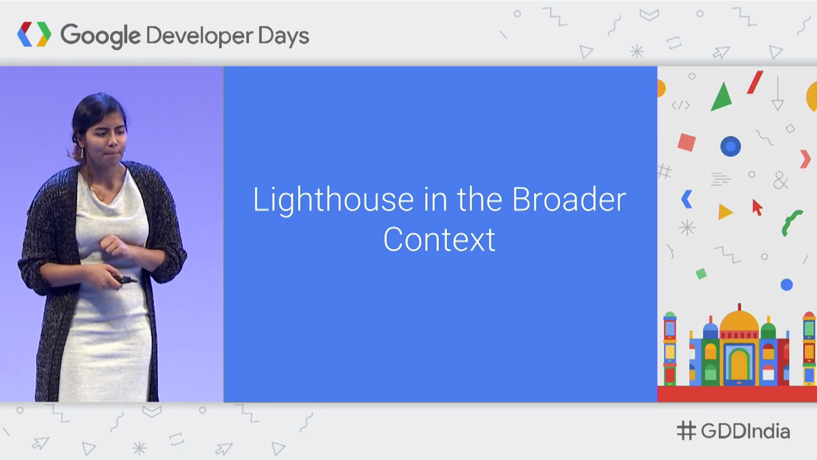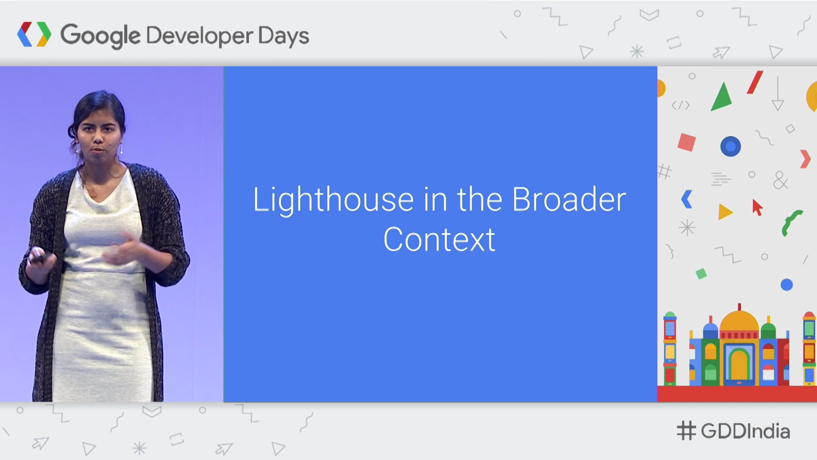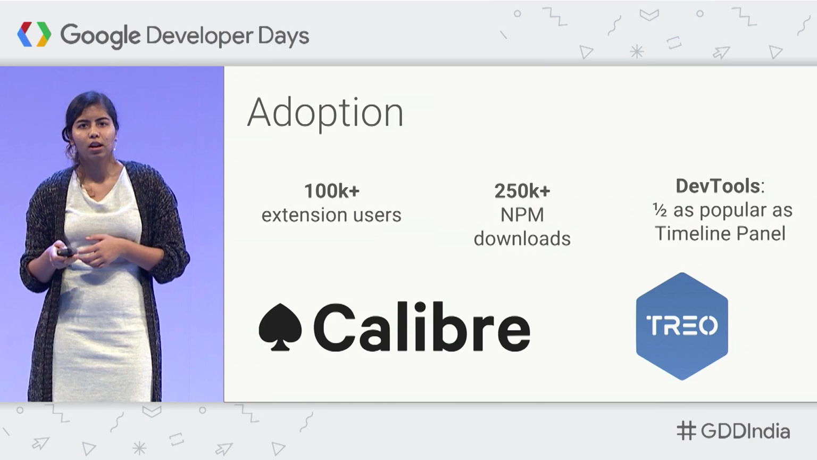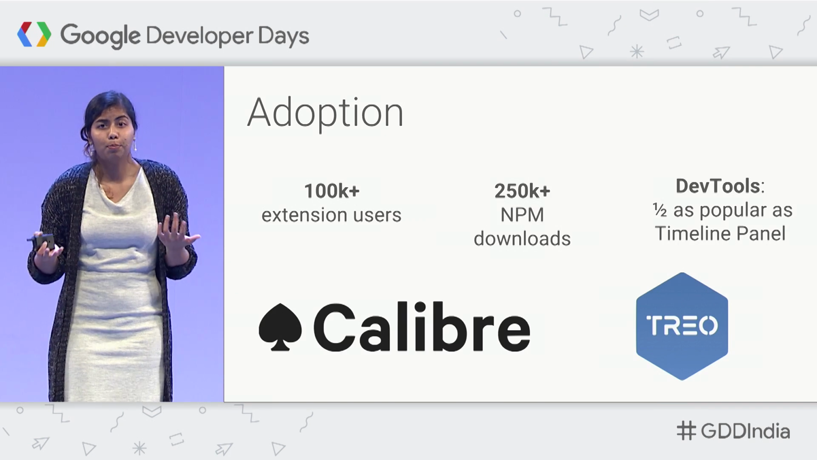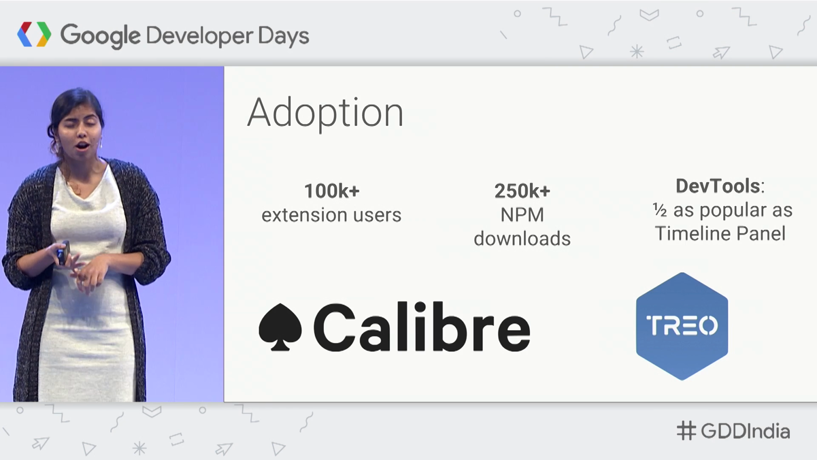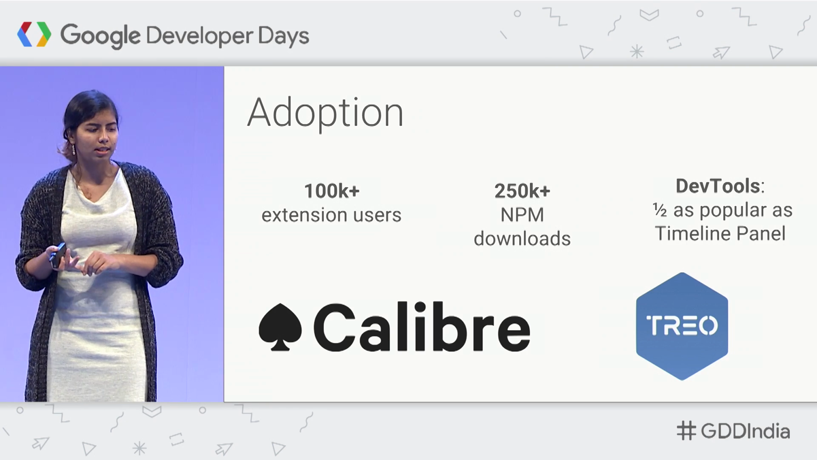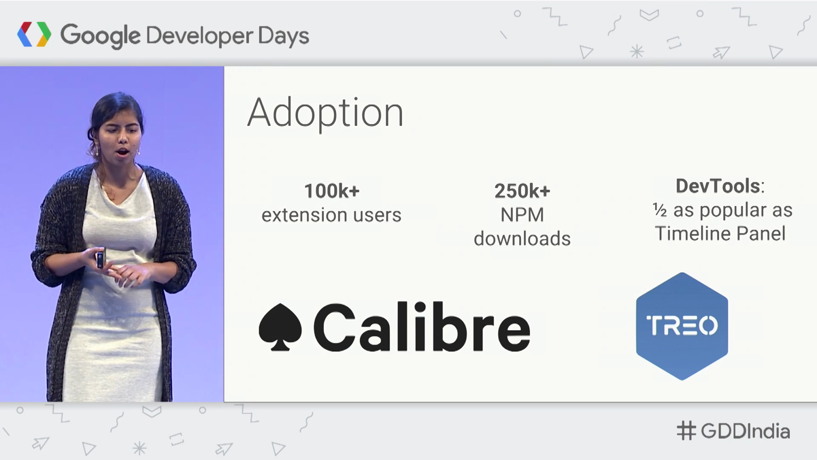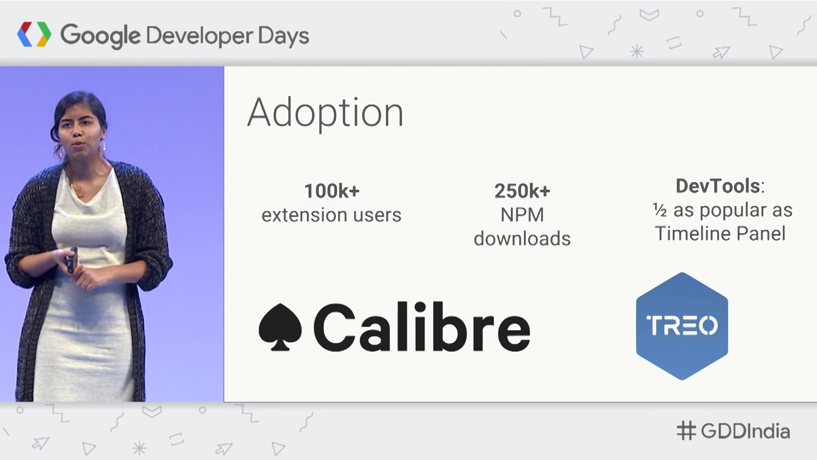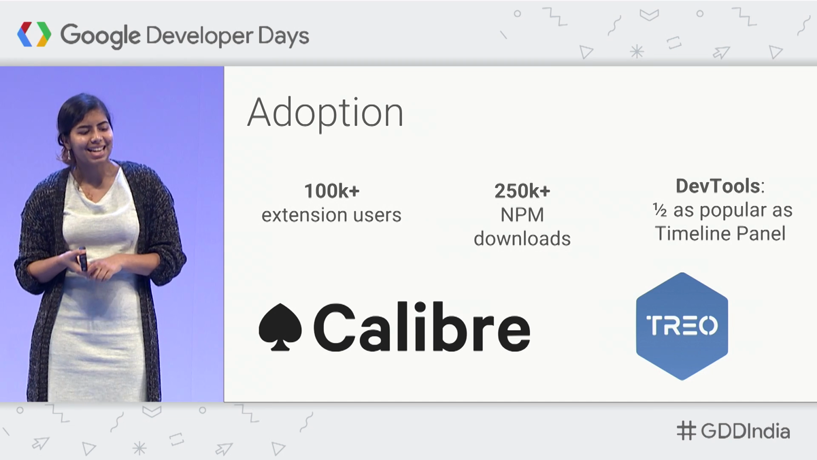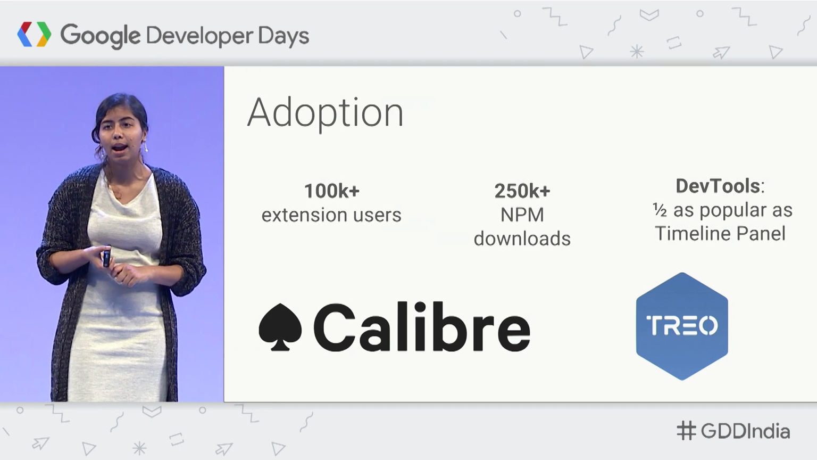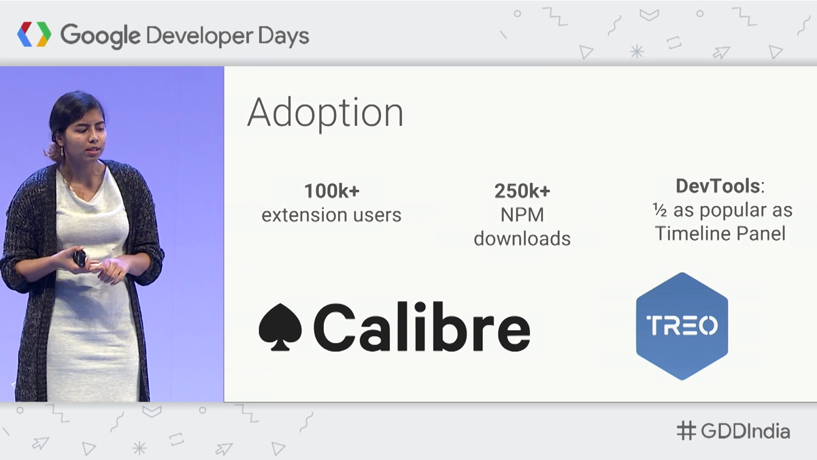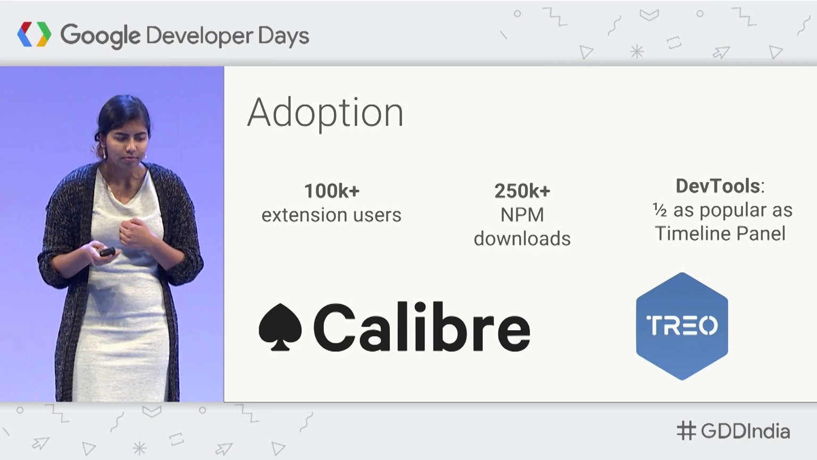So now I want to take a step back and talk about Lighthouse in the broader context of web development. Specifically, I want to start off by talking about our adoption metrics. Lighthouse has pretty good adoption in the sense of we have over 100,000 users using the Lighthouse extension. We have over 250,000 users using the Lighthouse NPM module. And in terms of DevTools, while I can't share exact stats, what I can say is that it's about half as popular as the timeline panel. We've also seen people building services on top of Lighthouse, specifically services like Calibre and Treo.